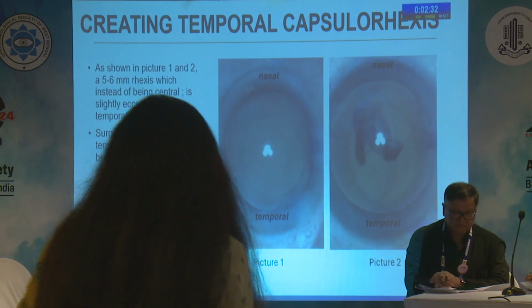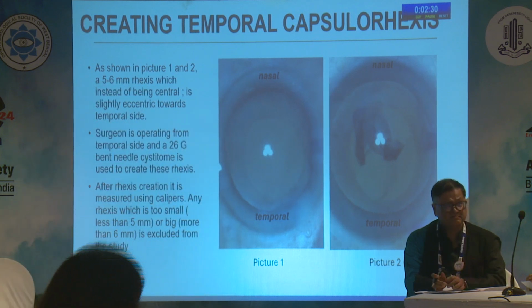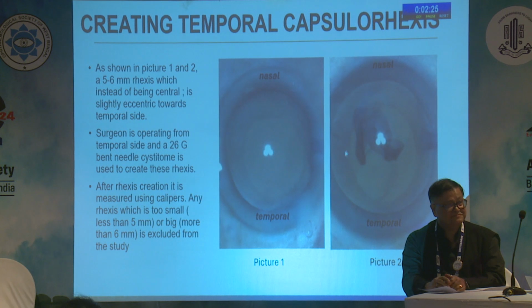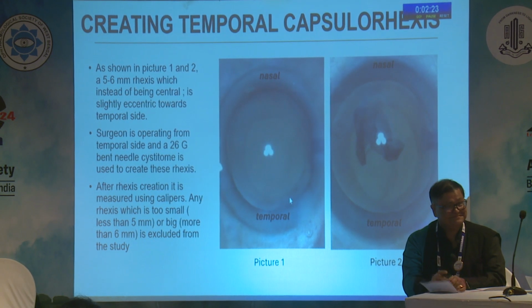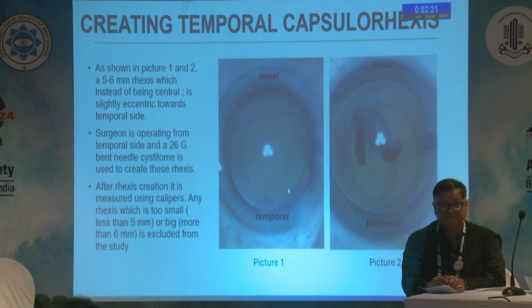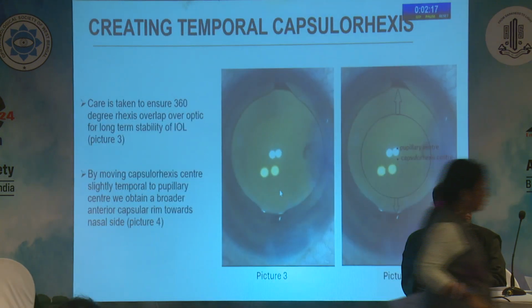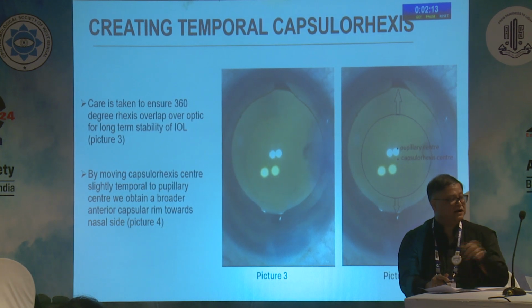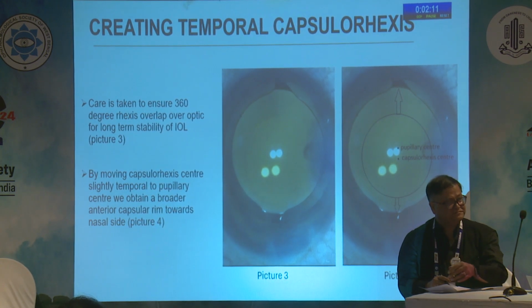What exactly we mean by creating a temporal capsular excess is shown in these photographs. These photographs were taken in the OT table. The surgeon is sitting on the temporal side, and we can see that instead of creating a central capsular excess, we have created a slightly eccentric temporal capsular excess. This is the photograph after the IOL implantation, in which we can see that the overall size of the excess has not exceeded 6 millimeters.